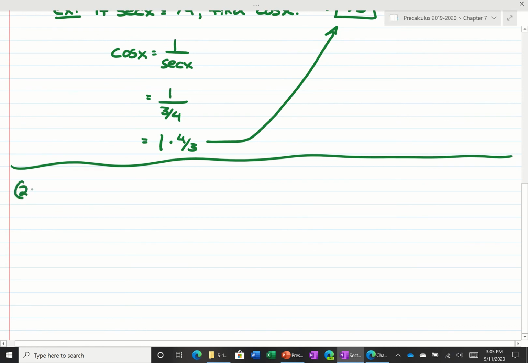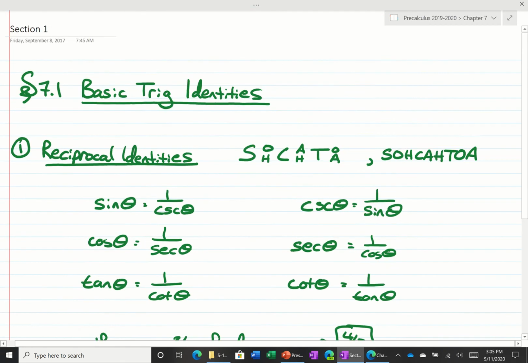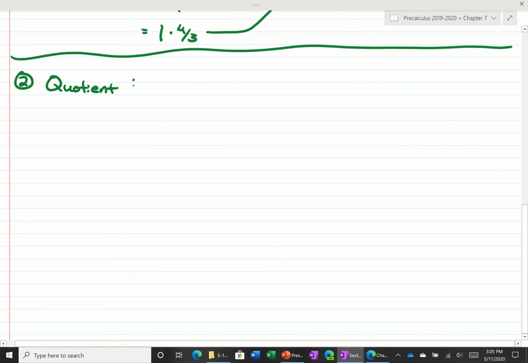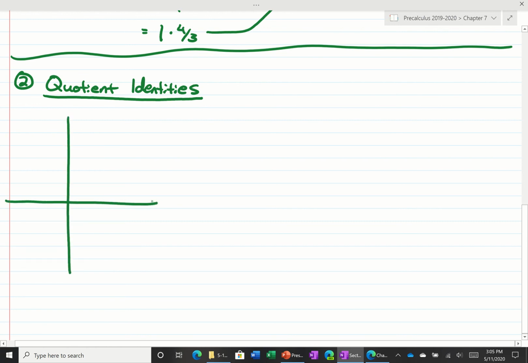The next set of identities are called the quotient identities. Quotient identities, let me show you where they come from.